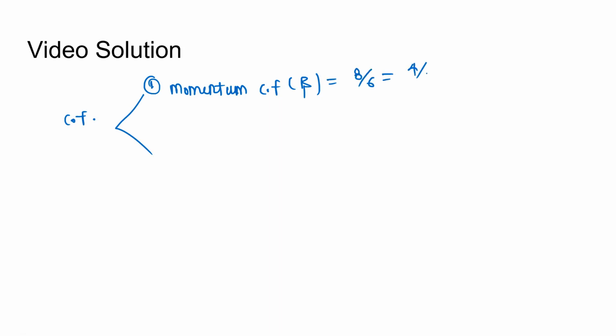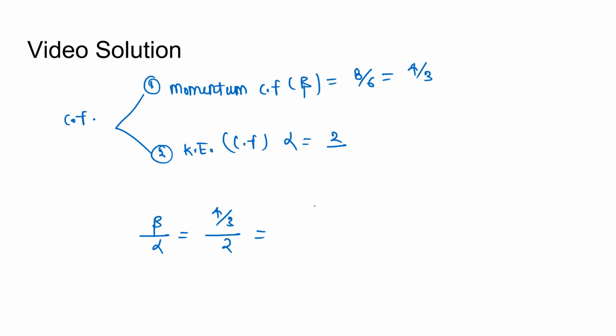Now coming to the video solution part, the correction factors which we have got: the first one is the momentum correction factor, which is beta, that is 8 by 6 for a laminar flow through a pipe, which we can write as 4 by 3. And the second one is the kinetic energy correction factor alpha, that is 2. Now we are asked to find the ratio of momentum correction factor to kinetic energy correction factor, that is beta upon alpha. So we can write it like that, 4 by 3 divided by 2, that is 2 by 3. So 2 by 3 will be our answer.